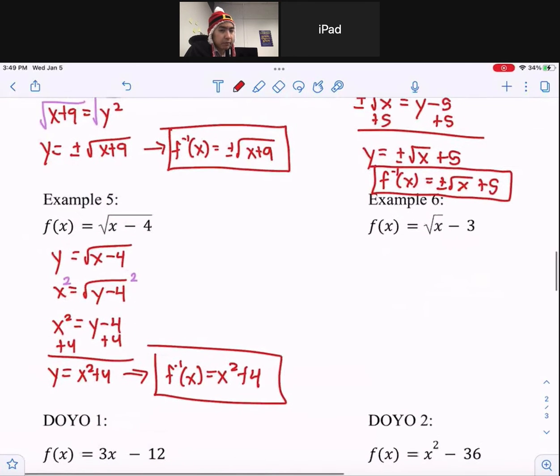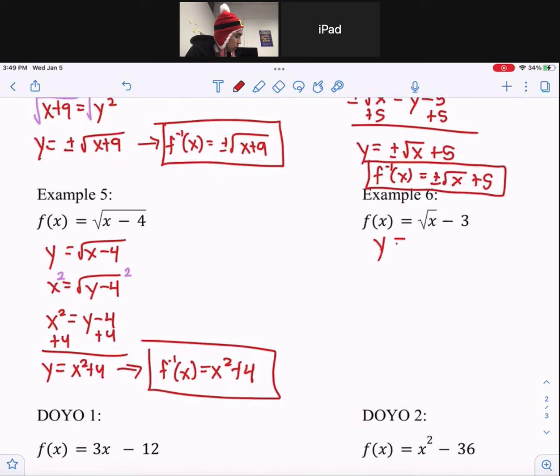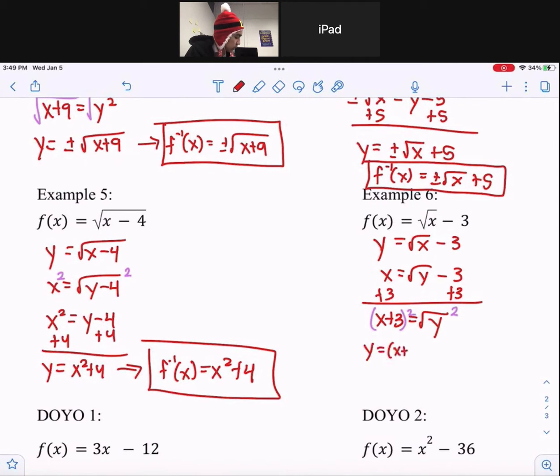Okay, example 6. Set it equal to y, switch the variables, and now solve for your new y. Add 3 to both sides. Now, to get rid of the square root, you raise both sides to the second power. So y equals x plus 3 squared, and that is our inverse function.